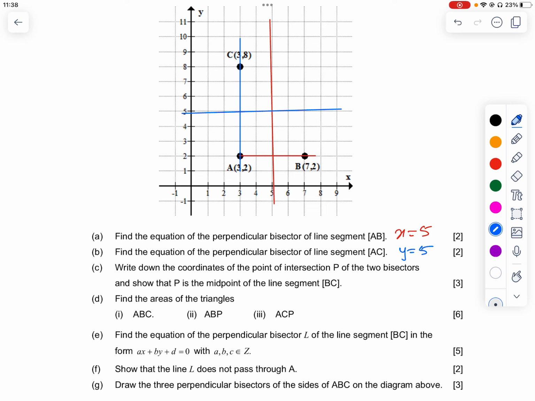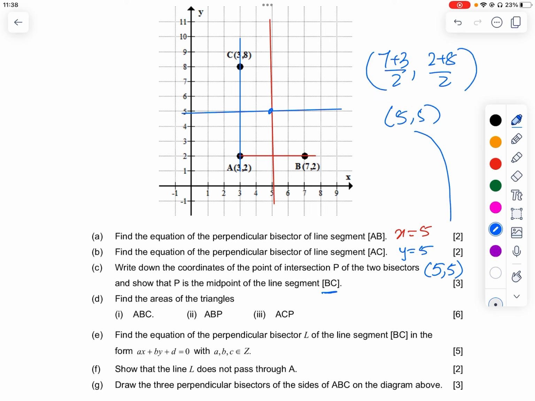Write down the coordinates of the point of intersection of the two bisectors. So where do they intersect? They intersect at 5, 5. Next, show that the midpoint of BC is the point of intersection of those two bisectors. So what is the midpoint of BC? 7 plus 3 upon 2, comma 2 plus 8 upon 2, which is 5, comma 5, which is the point of intersection of those two bisectors.